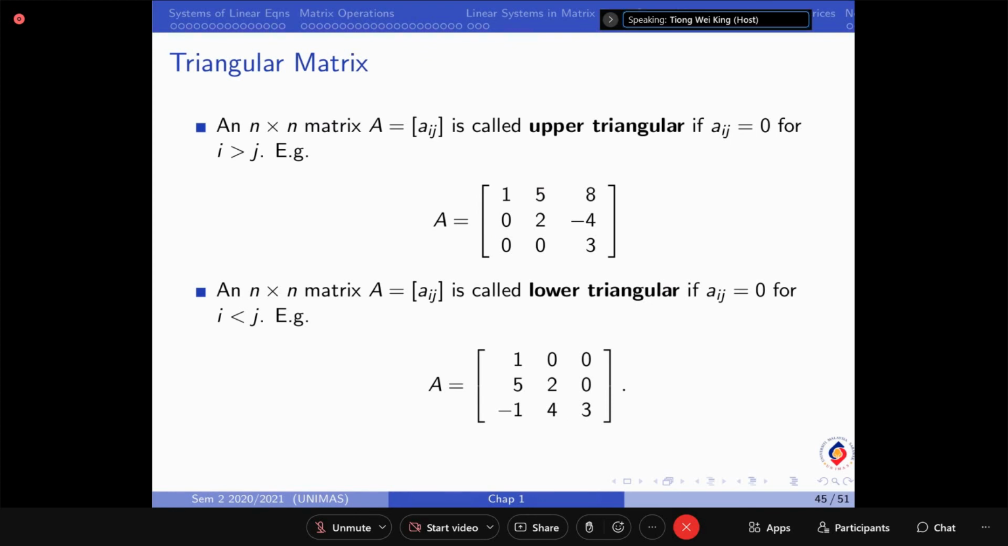Next is the triangular matrix. A square matrix is called upper triangular if A_ij equals 0 for i greater than j. You need to remember that for upper triangular, anything below the diagonal is 0. Remember this is our diagonal. Anything below the diagonal is 0, then this is called an upper triangular matrix. For a lower triangular matrix, anything above the diagonal is 0.